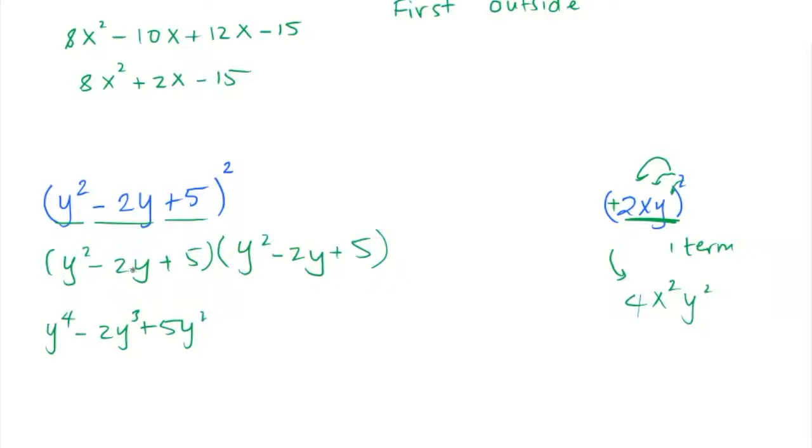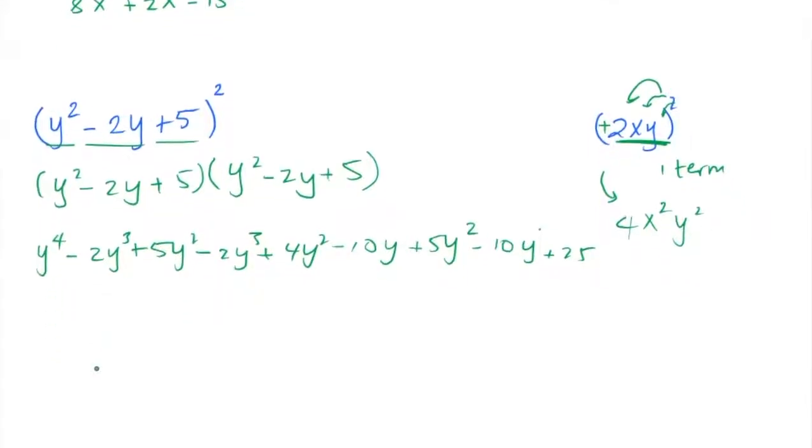Now I'm going to multiply the second term with each term here. So minus 2y times y squared, so minus 2y cubed, minus 2y times minus 2y, so it's plus 4y squared, minus 2y times 5, so minus 10y. We're going to continue. Last term with each term of the second polynomial, so plus 5y squared, minus 10y, and plus 25.